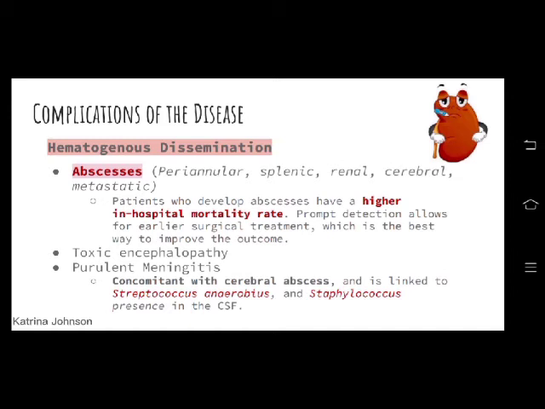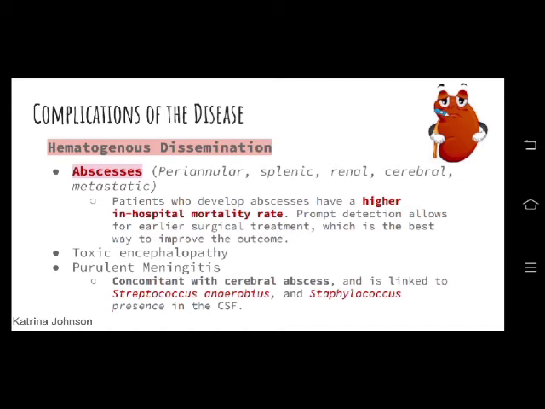So prompt detection of complications often allows for earlier surgical treatment, which represents the best way to improve the patient's outcome. Now, some abscesses do show improvement with antibiotic treatment, but it really depends on the type of abscess and how early they were able to catch it, in order to see if it can still be controlled with antibiotics alone. So I'm just going to shout out a couple of the types of abscesses, because these would be the two more common types that are more relevant in clinical practice today.